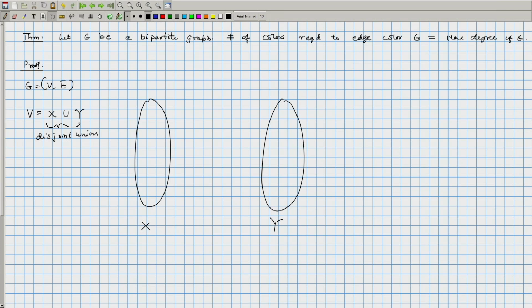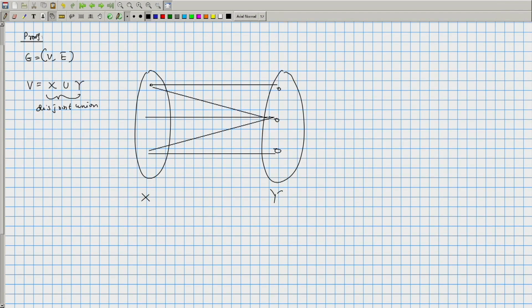So, the vertex set V can be split as X union Y such that all edges are between X and Y. Okay. So, you cannot have an edge from X to itself. So, this is forbidden, and you cannot have an edge from Y to itself, this is also forbidden. So, all the edges go from X to Y, that is the definition of a bipartite graph.